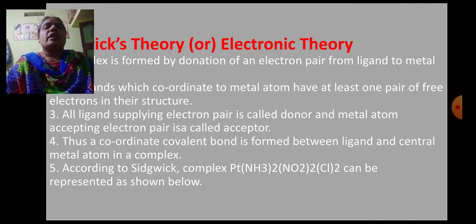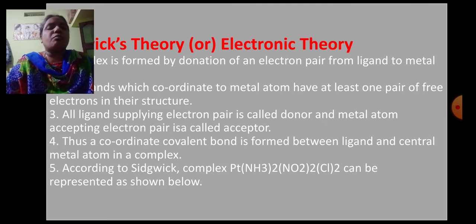According to Sidgwick, ligands are electron pair donors, and the metal or metal ion accepts from the ligand, thereby the complex is formed. So the metal or metal ion is an electron pair acceptor and the ligand is an electron pair donor. Generally, between an acceptor and a donor, a coordinate covalent bond will exist. So in a complex, between the metal or metal ion and the ligand, a coordinate covalent bond exists.